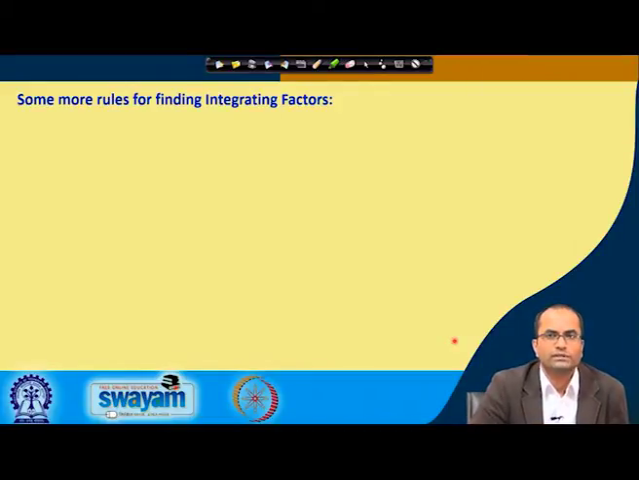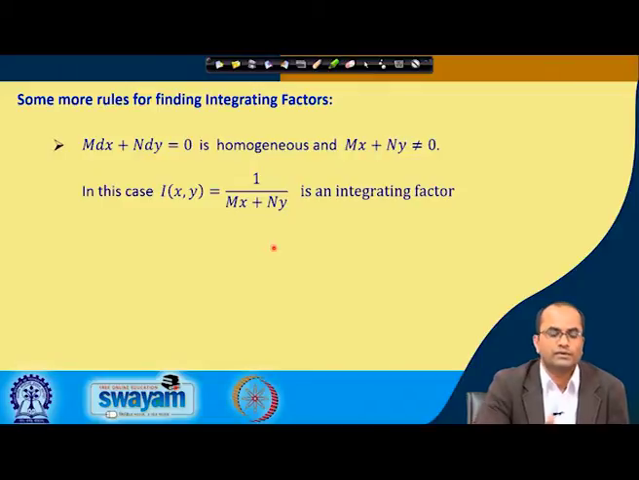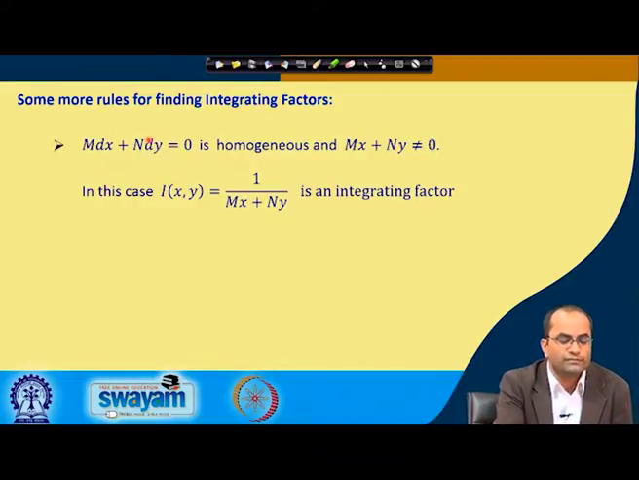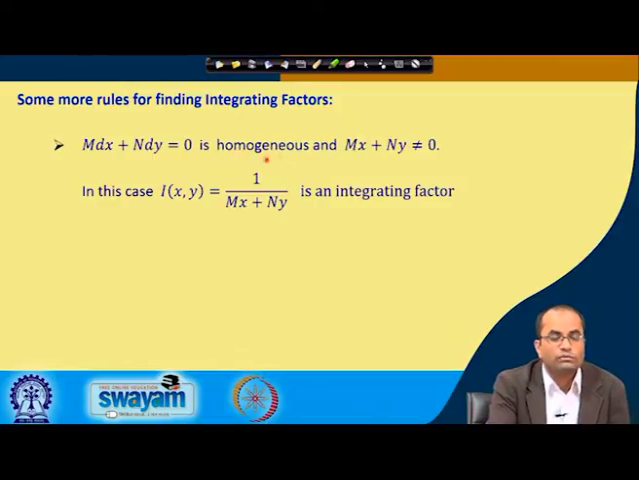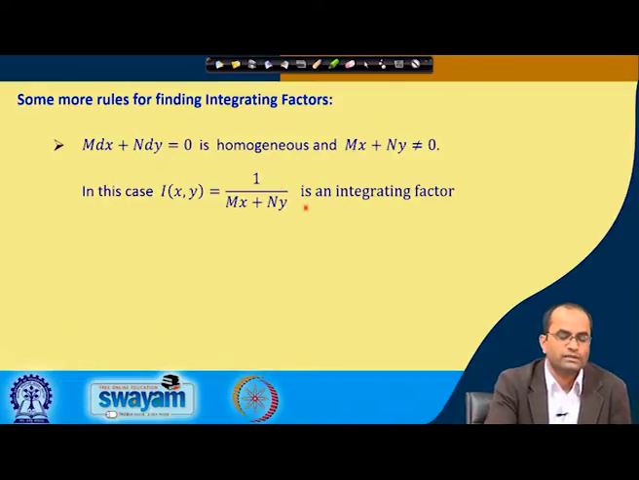We are not going into the details of finding them, but for instance, this is one of the possibilities: if this equation is homogeneous and Mx plus Ny is not equal to 0, then this comes to be an integrating factor. So directly one can find I(x,y) as 1 over Mx plus Ny, which will be the integrating factor of this differential equation. But here the condition is that it should be a homogeneous differential equation, and we already know how to solve the homogeneous differential equation. So we may not follow exactly this approach, finding this integrating factor and then solving the exact equation.